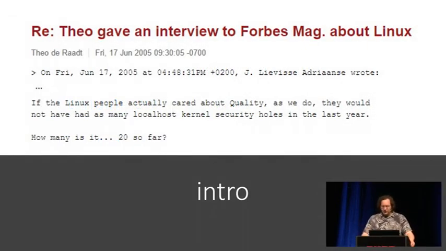So really, this presentation sort of started with a post to a mailing list years and years ago by Theo de Raadt, who, if you don't know who he is, is the main guy behind OpenBSD. I remember reading this 12 years ago, and it's sort of stuck in my head since then. It's basically a quote from Theo where he goes, if the Linux people actually cared about quality, as the OpenBSD people do, they would not have had as many local root security holes as they had last year, which is 2005. And Theo goes, how many is it, like 20 or so?